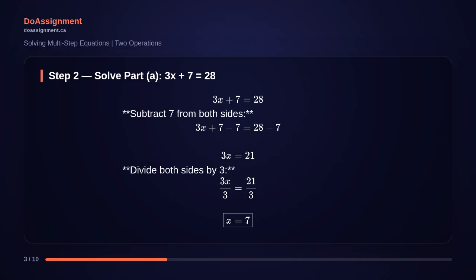For part A, we start with 3x plus 7 equals 28. First, subtract 7 from both sides to get 3x equals 21. Then divide both sides by 3 to get x equals 7.